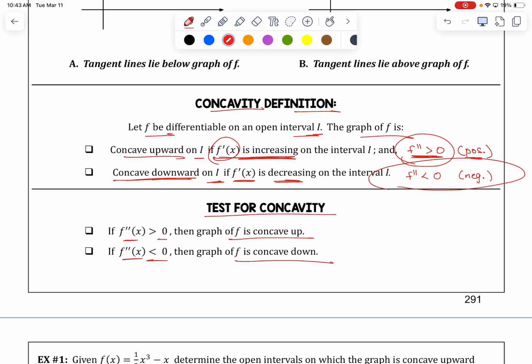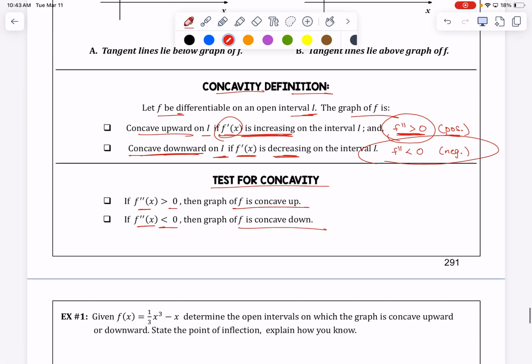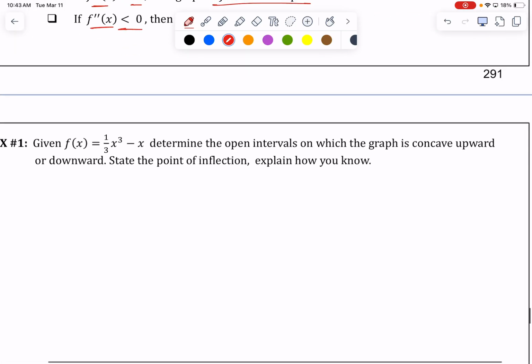Actually, what Kate alluded to is the second derivative test, which is if you know it's concave down, there has to be a relative what somewhere? Max. And if it's concave up, there has to be a relative min. I'm going to cover that on Friday because that's a little bit different. Okay? All right, here we go.